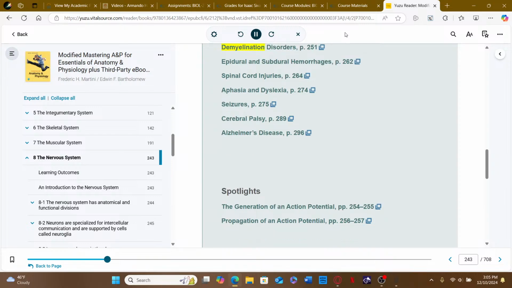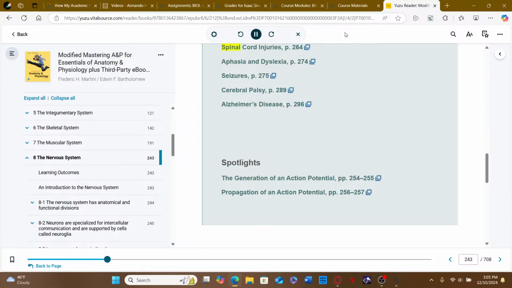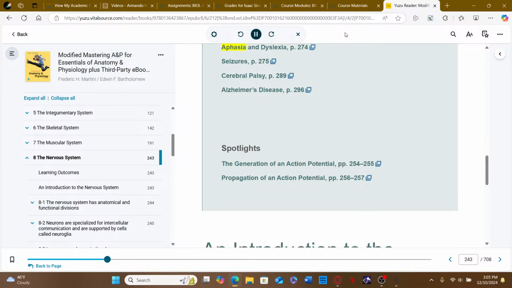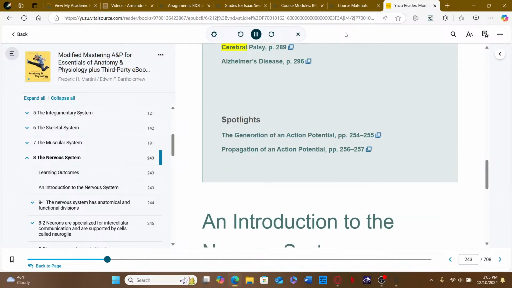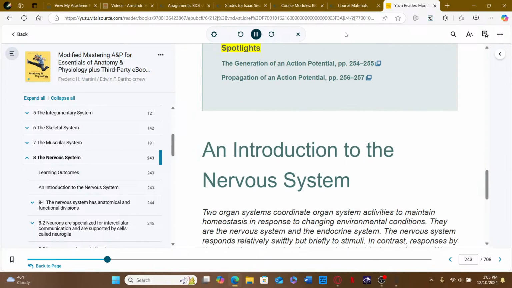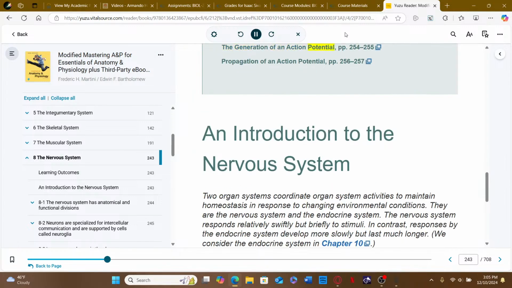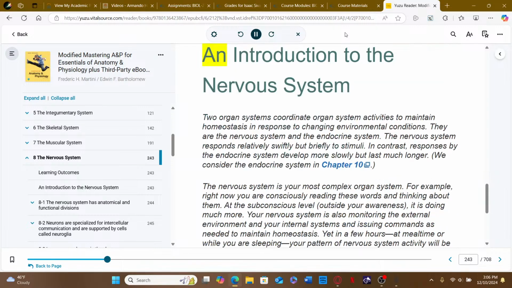Clinical notes. Demyelination disorders, P251. Epidural and subdural hemorrhages, P262. Spinal cord injuries, P264. Aphasia and dyslexia, P274. Seizures, P275. Cerebral palsy, P289. Alzheimer's disease, P296. Spotlights. The generation of an action potential, pages 254 to 255. Propagation of an action potential, pages 256 to 257.